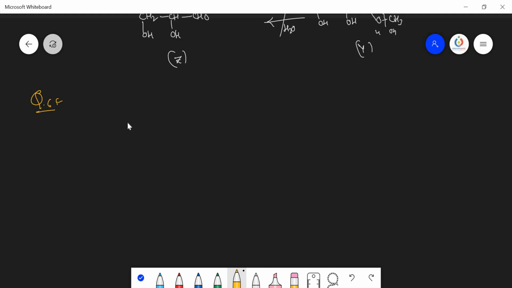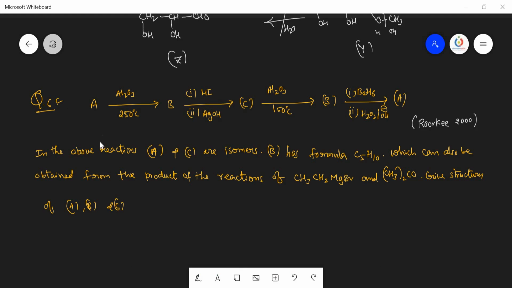Question number 6. The question is, A gives B in the presence of Al2O3 at 150 degrees centigrade. B gives C with HI and AgOH. C gives again B with Al2O3 at 150 degrees centigrade. B again gives A with B2H6 followed by H2O2 and OH minus. This has been asked in the Roorkee 2000 examination.